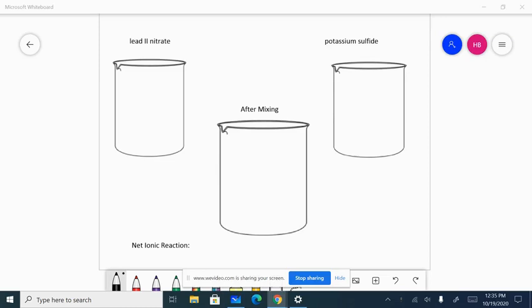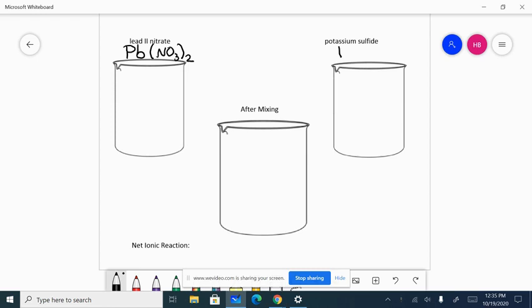All right, today we're going to talk about reactions that happen in solution. In this case, this is a double displacement reaction because I'm taking lead 2. That means the charge on lead is 2. Nitrate is NO3 with a charge of -1. So this would be the formula for lead 2 nitrate.